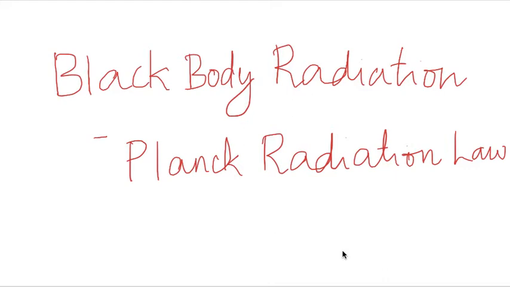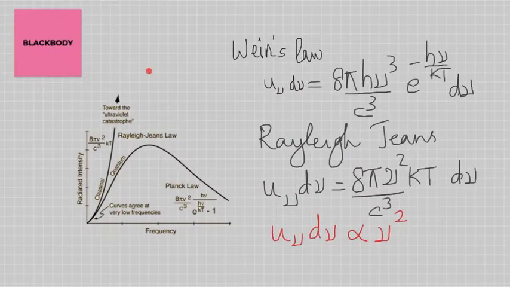On blackbody radiation and Planck radiation law. So we have seen what is a blackbody and the blackbody curve that represents a blackbody radiation. So this is a bell-shaped curve, and according to classical theories, we had two laws: Wien's law and Rayleigh-Jeans formula to explain the blackbody curve.